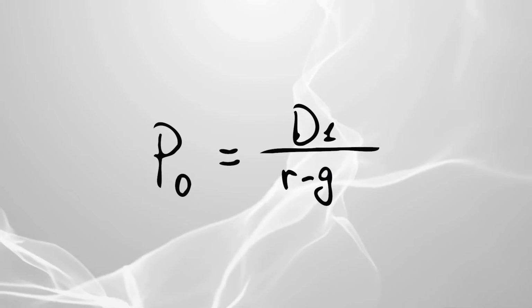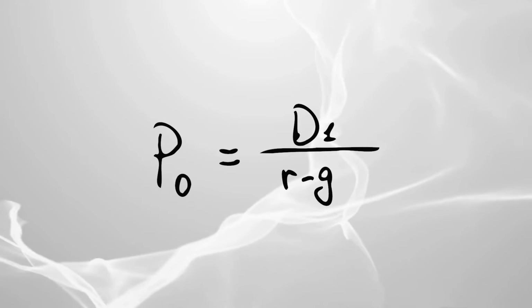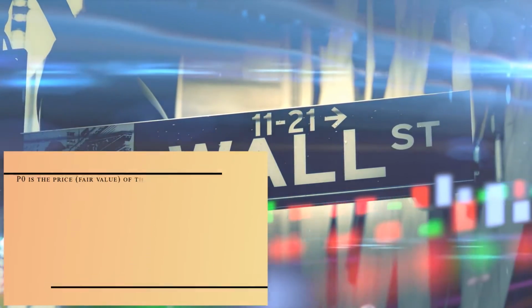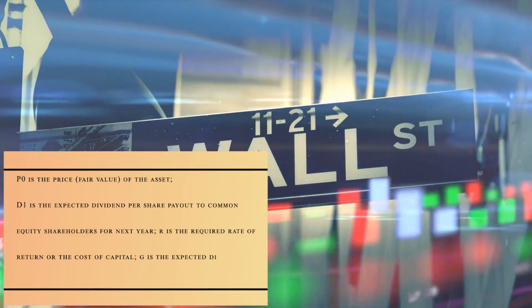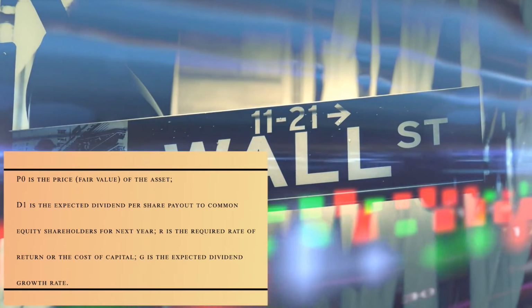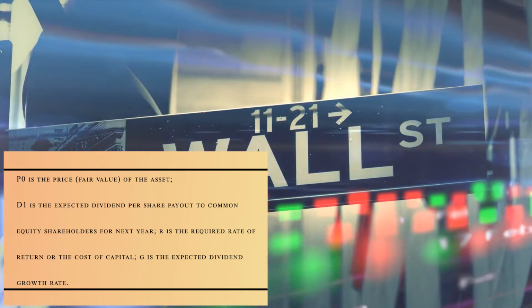For your better understanding, let's have a look at the formula for the Gordon Growth Model, GGM. P0 is the fair value price of the asset. D1 is the expected dividend per share payout to common equity shareholders for next year. R is the required rate of return or the cost of capital. G is the expected dividend growth rate.